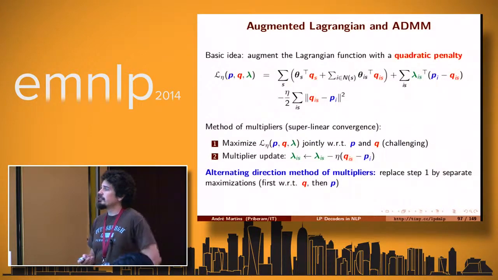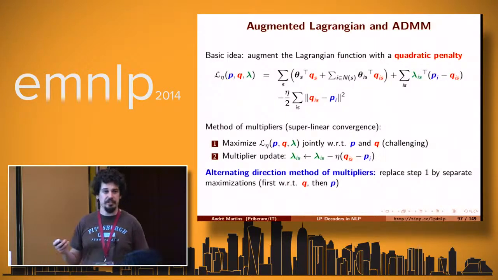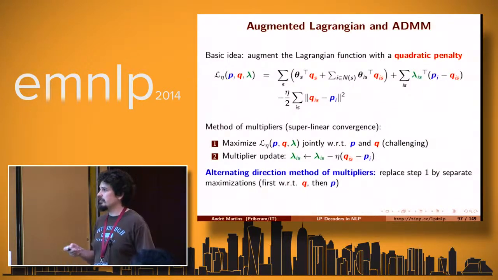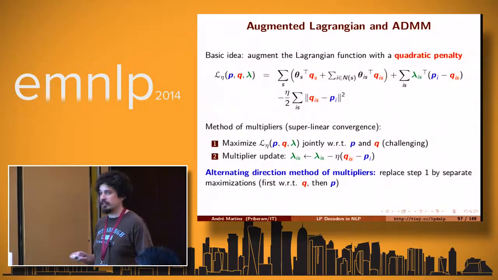So the idea here is to depart from the Lagrangian function to the augmented Lagrangian function. This is done by introducing this quadratic penalty here. This first line is the standard Lagrangian, and we are now introducing an extra quadratic penalty that penalizes further the difference between the copy variables and the global variables.